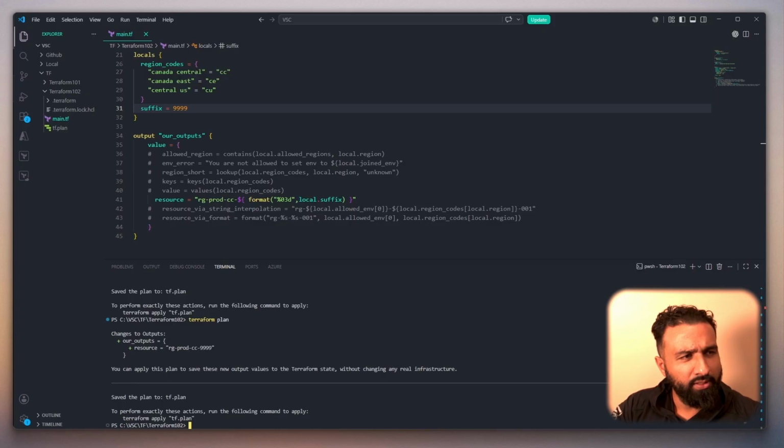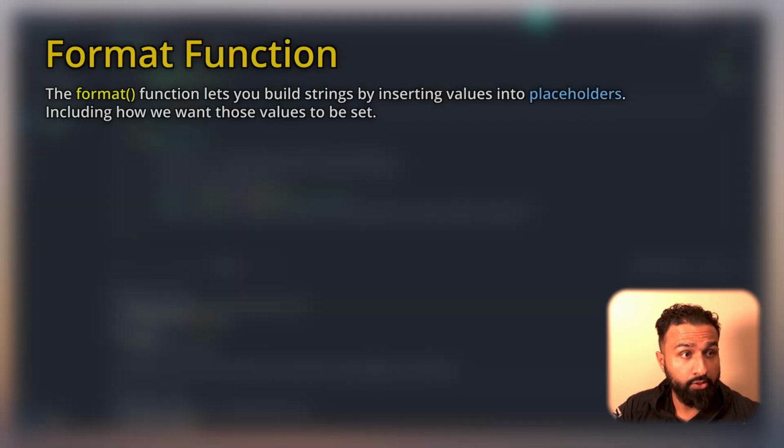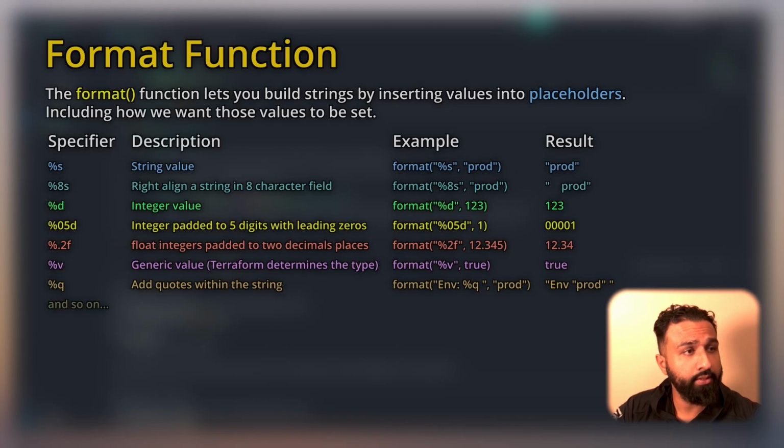So what does %03d mean? What does %s mean? Dive into it. The format function lets us build strings while controlling exactly how values are displayed. So instead of simply inserting values, we can tell Terraform how we want those values formatted. Our formatting specifier always begins with the %. Everything after the % tells Terraform how to display the value.